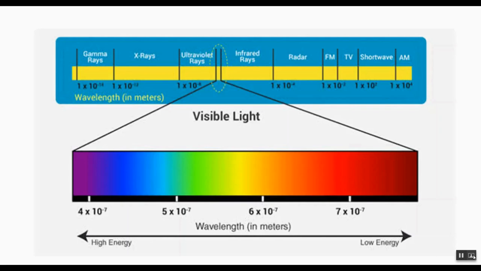This is the electromagnetic spectrum. This region represents the visible region of the electromagnetic spectrum, spanning from 400 nanometers to 700 nanometers of wavelength. Our aim is to measure such a minute quantity, the wavelength, which is of the order of 10 raised to minus 9 meters.